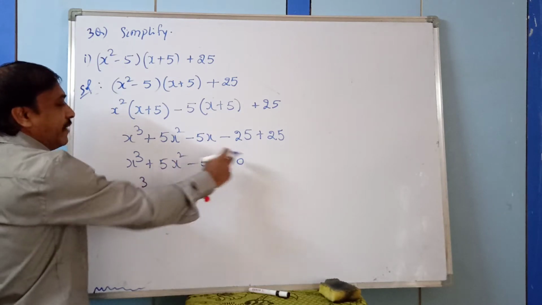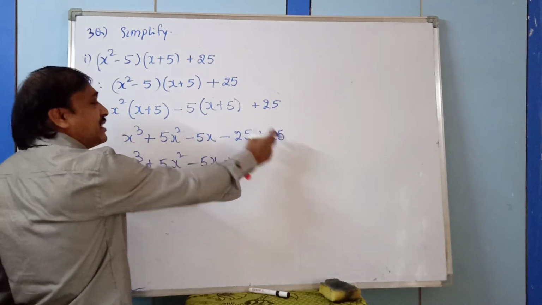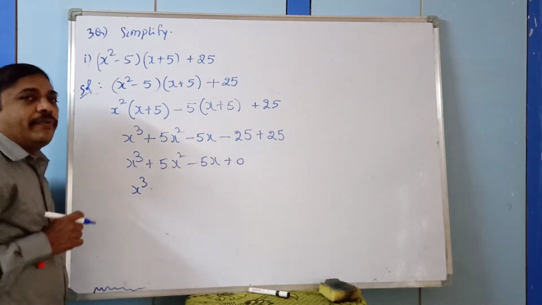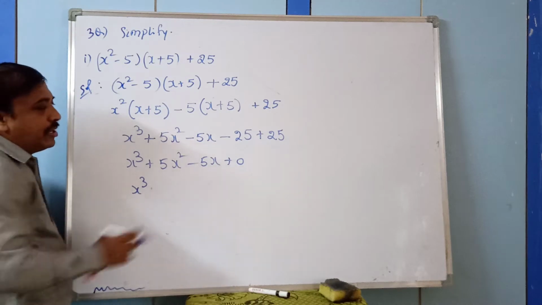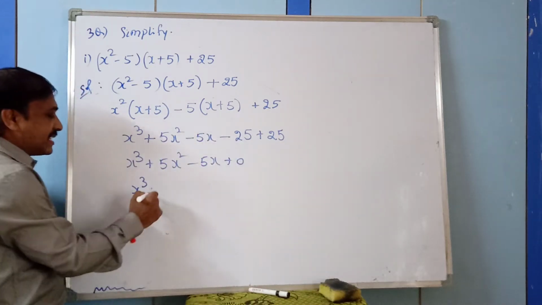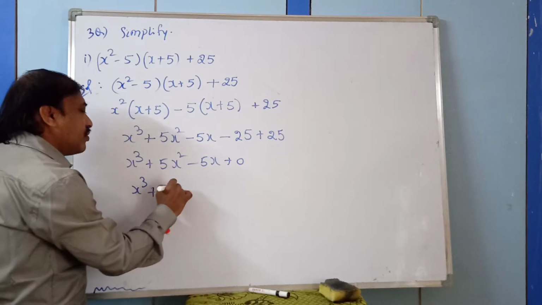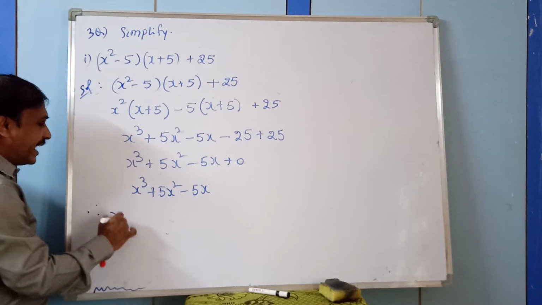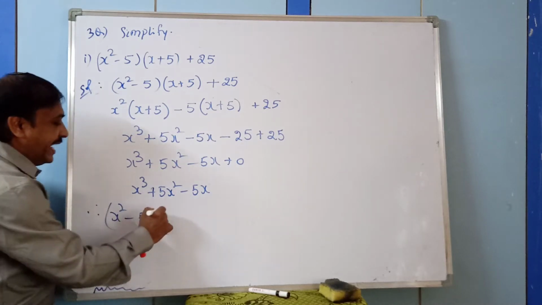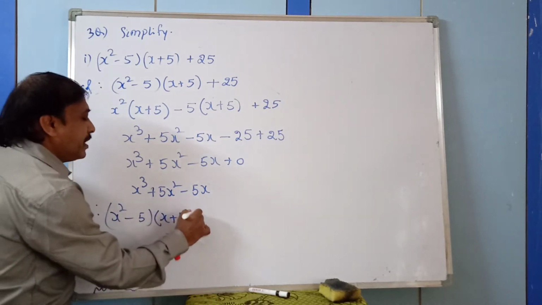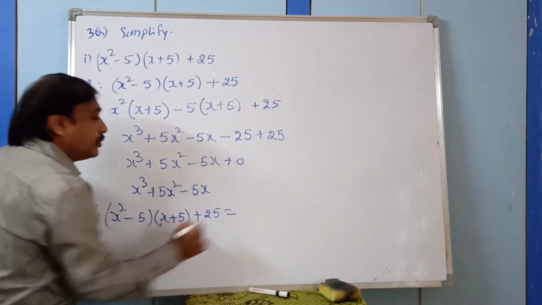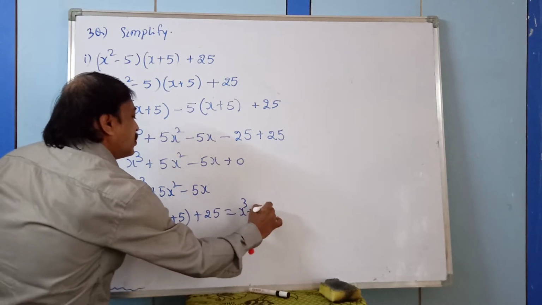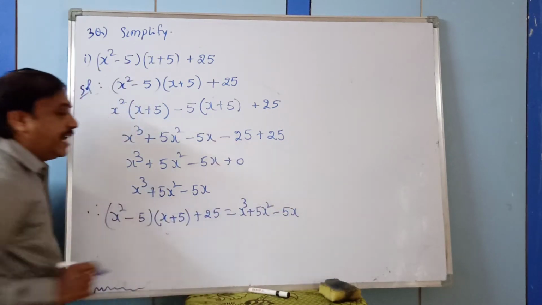So why did we get 0 here? This is minus 25 plus 25. Exactly, minus 25 is the additive inverse of plus 25, so the result is 0. Minus 25 plus 25 is 0, leaving x³ plus 5x² minus 5x. Therefore (x² − 5)(x + 5) plus 25 is equal to, what answer did you get? x³ plus 5x² minus 5x.